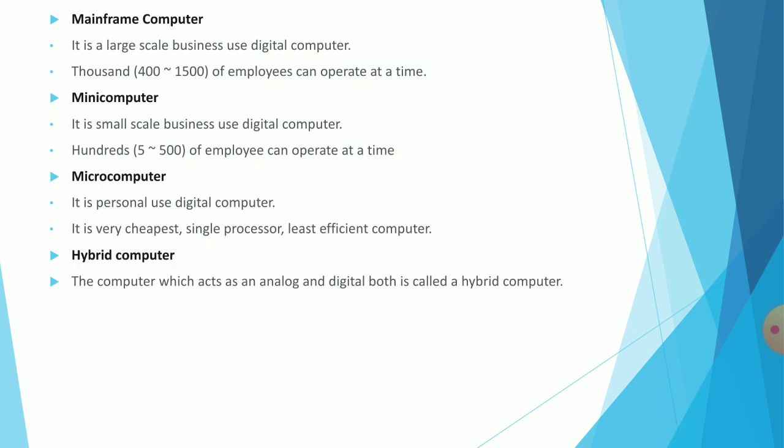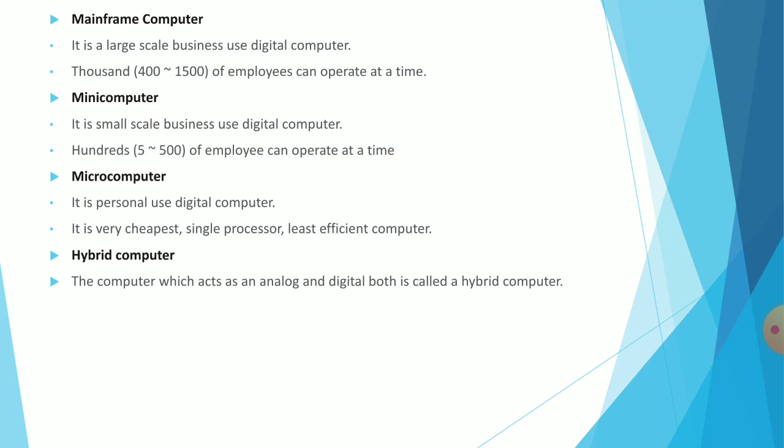Then mainframe computer, mini computer, microcomputer. Mainframe is for a large organization where employees number around 400 to 1500, and they can operate a computer at the same time. Mini computer, where the users are 5 to 500, they can operate the same computer at the same time. And microcomputers are our personal computers like desktops, laptops, and all. These are the cheapest, single processor, least efficient because the number of users is very small. So these are digital computers.